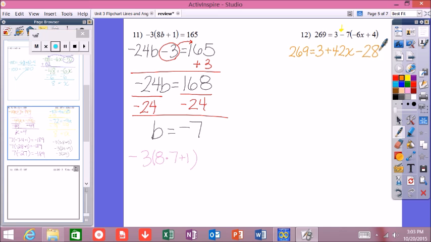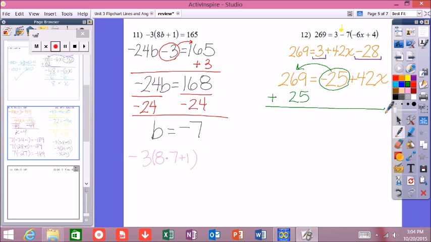Negative 7 times negative 6 is positive 42a, so that's why there's a plus sign. And negative 7 times 4 is negative 28. Make sure you check that sign at the end. I have like terms. I have two constant terms that I can put together. 269 equals negative 25 plus 42a. We're going to take the minus 25 and move it over.